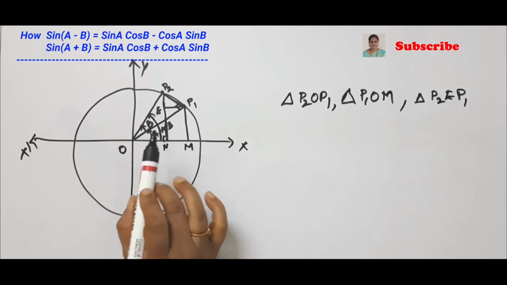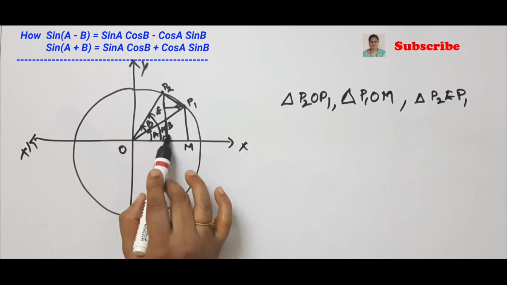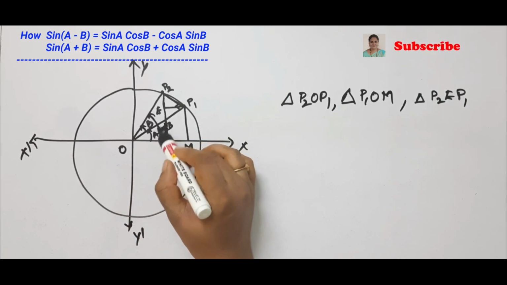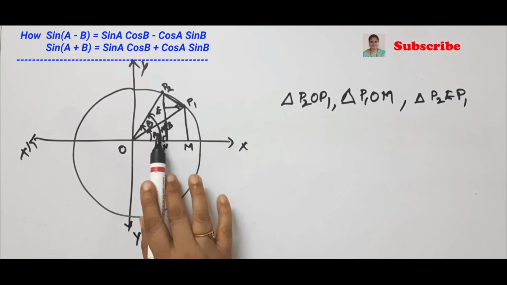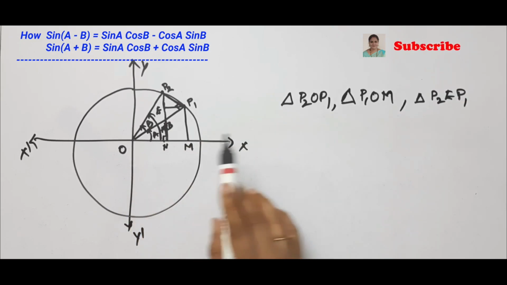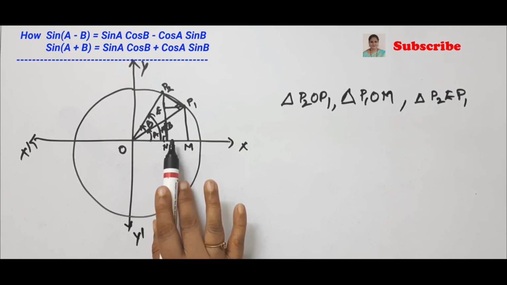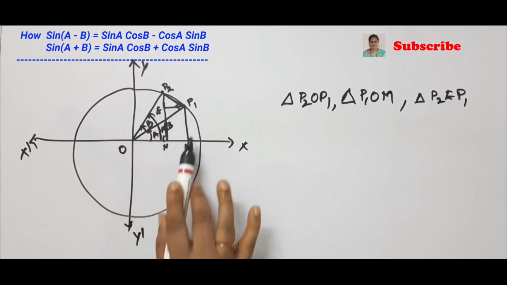So, using these three triangles, we are going to get the sine of A plus B formula. Here this whole angle is A plus B. Using these three triangles, we are going to get the sine of A plus B value from this figure.